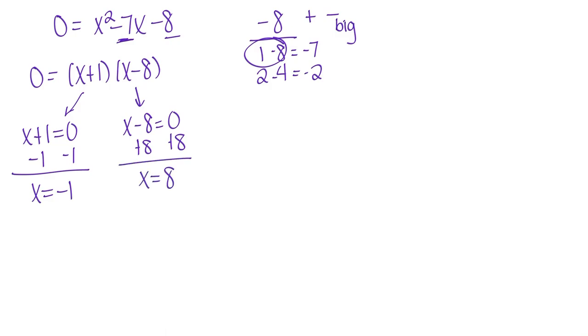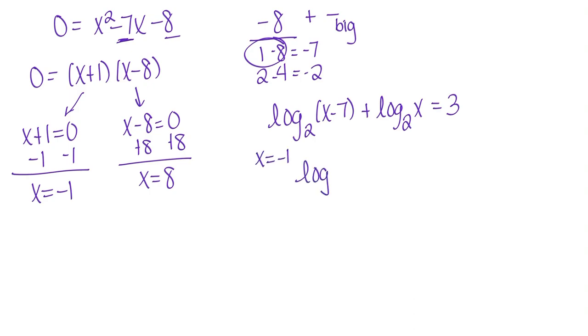So now let's plug back into our original equation. We have log base 2 of (x - 7) plus log base 2 of x equals 3. Let's plug in x equals -1. We get log base 2 of (-1 - 7), which is -8, plus log base 2 of -1 equals 3. So we have negatives there in our log, so x equals -1 is not a good solution to use. Let's try x equals 8.